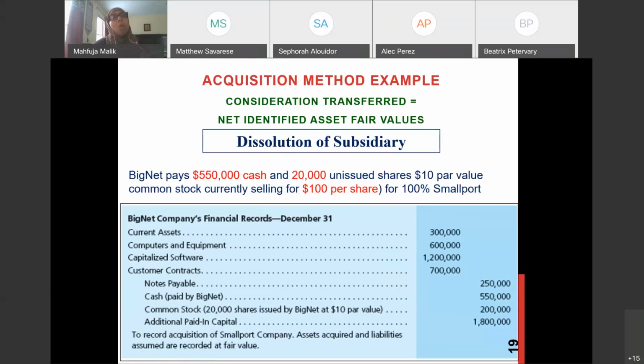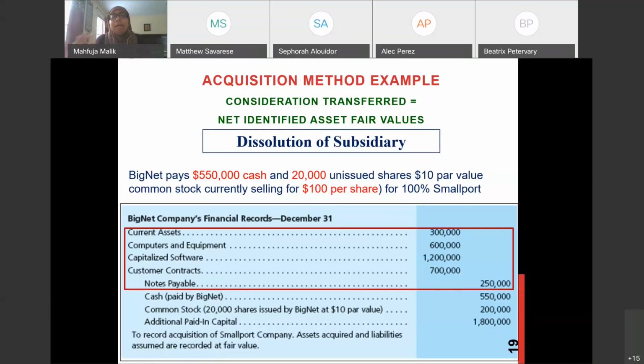Now look at that. What is BigNet paying to buy Small Port? BigNet is paying $550,000 cash, plus BigNet is giving 20,000 shares. So the total purchase price is how much? We have to look at the price of this share, but don't be confused. BigNet's shares have a par value, or face value, of only $10, but currently their shares are selling at $100. So when I ask for the total value of the shares given to Small Port, you have to consider this $100. The total purchase price is $550,000 cash plus 20,000 multiplied by $100, which is 2 million. Adding that gives 2.55 million, exactly their fair value.